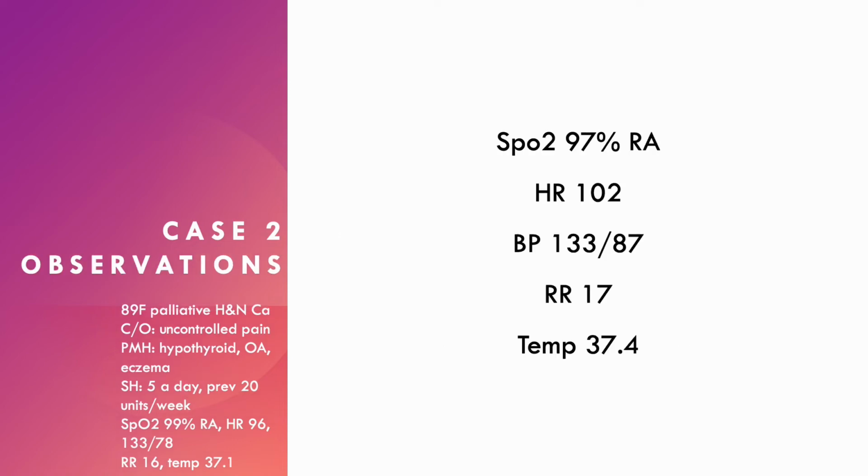So the nursing staff have very helpfully taken some observations for you. The patient's oxygen saturation is 97% on room air. Her heart rate is 102. Her blood pressure is 133/87. Respiratory rate is 17, and temperature is 37.4. Now her heart rate is slightly high, but the rest of the observations are relatively normal.